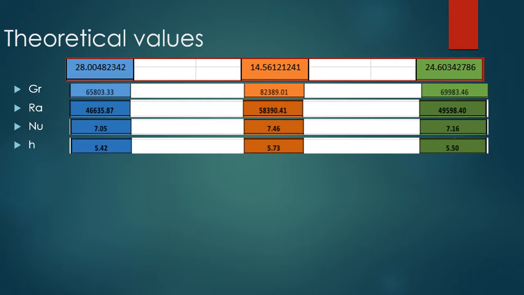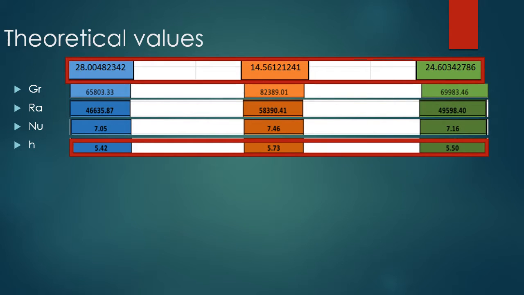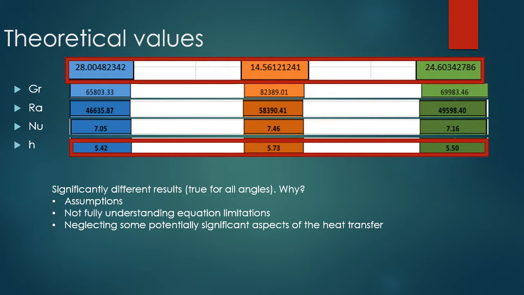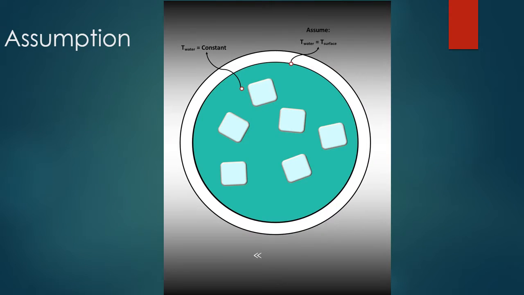Our theoretical values ended up being significantly different than what was determined experimentally. Because of this, no Nusselt correlations of any value can be determined from the data we gathered. So the next approach would be to analyze some potential things that could have caused the inaccurate data. Some of these possibilities could be due to the assumption we made, not fully understanding the limitations to the equations we had intended to use, and neglecting some potentially significant aspects of heat transfer.